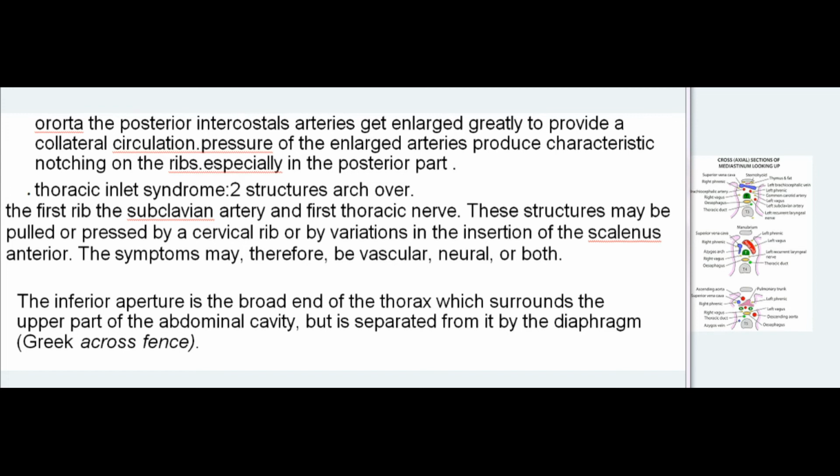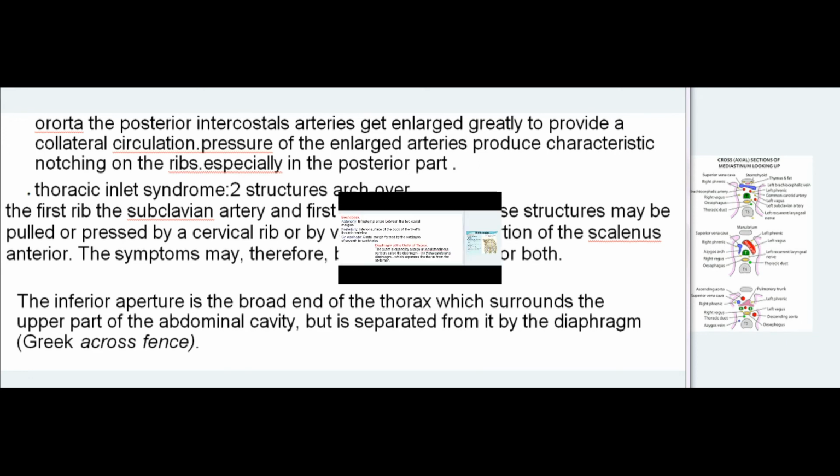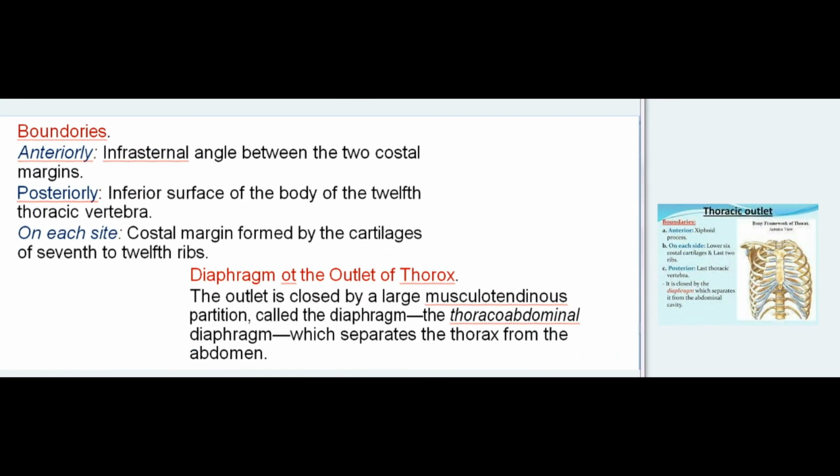The inferior aperture is the broad end of the thorax which surrounds the upper part of the abdominal cavity, but is separated from it by the diaphragm, Greek for a cross fence. Boundaries: anteriorly, infrasternal angle between the two costal margins. Posteriorly, inferior surface of the body of the 12th thoracic vertebra. On each side, costal margin formed by the cartilages of 7th to 12th ribs.